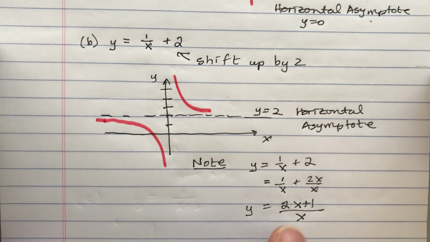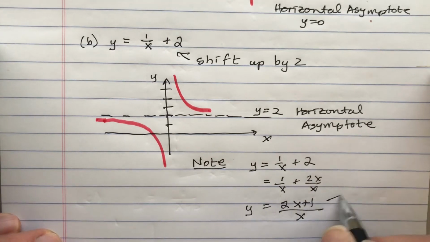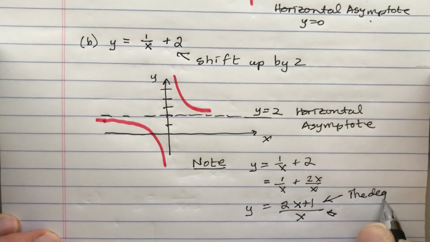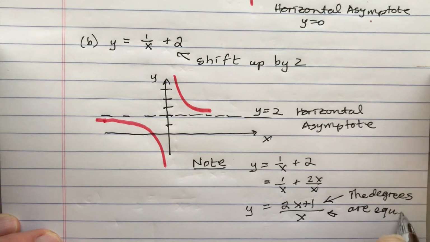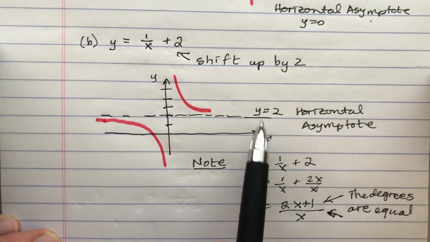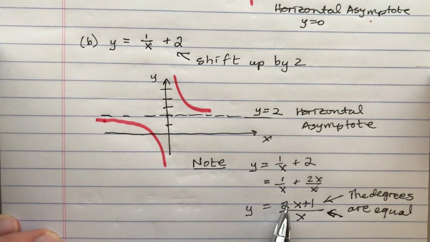Also notice they have the same degree. The degrees are equal. And notice that the horizontal asymptote is 2. That is the lead coefficient of this polynomial. So it's 2x plus 1. The lead coefficient is 2. And in the denominator, I have 1. So it is 2 over 1 makes 2.